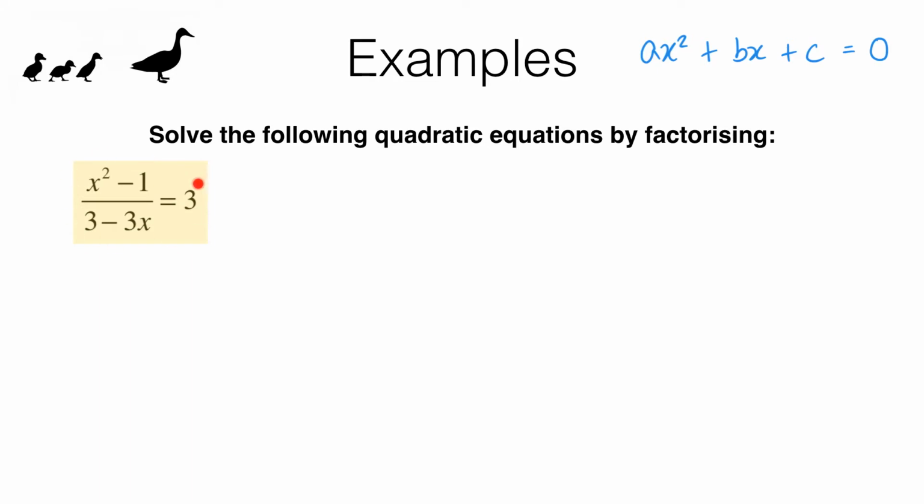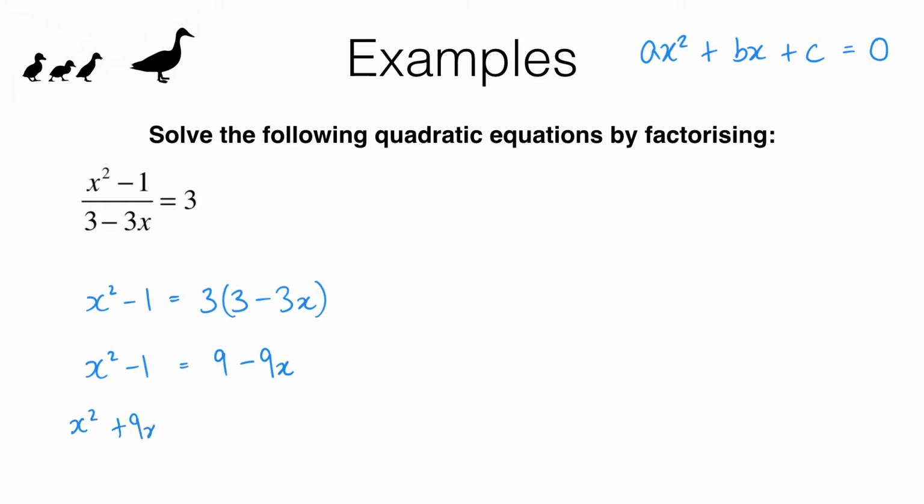So how do we turn this into something that looks more like this? Well, we can multiply the left and the right hand sides by the denominator of the fraction. If I multiply this fraction by the denominator, I am just left with the numerator. I get x squared minus 1, and that's going to equal 3 lots of this denominator, 3 minus 3x. Expanding the right hand side, I get 9 minus 9x, and now if I collect all of the terms onto the left hand side here, I'm going to get x squared plus 9x minus 10, and that equals 0.